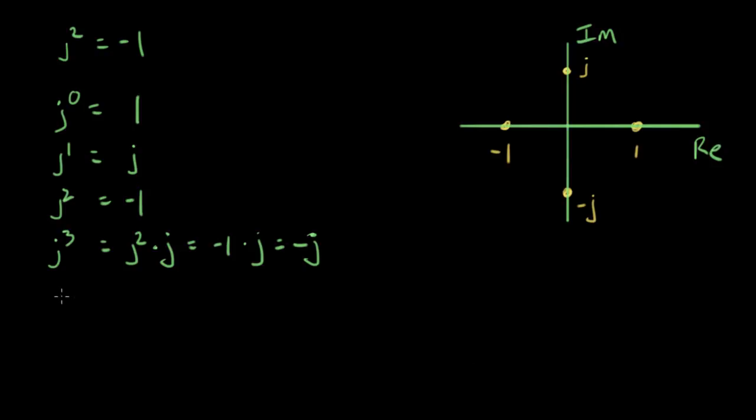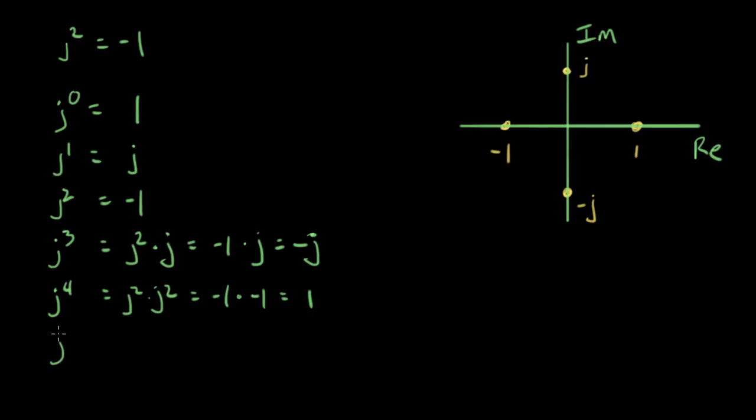Let's go 1 or 2 more. Okay, j to the 4th is equal to what? It's equal to j squared times j squared. Let's look that up. It's minus 1 times minus 1. And what is that equal to? That equals 1. So let's go plot that. Well, we've already plotted it. So that's this answer right here. All right, so we already have that.